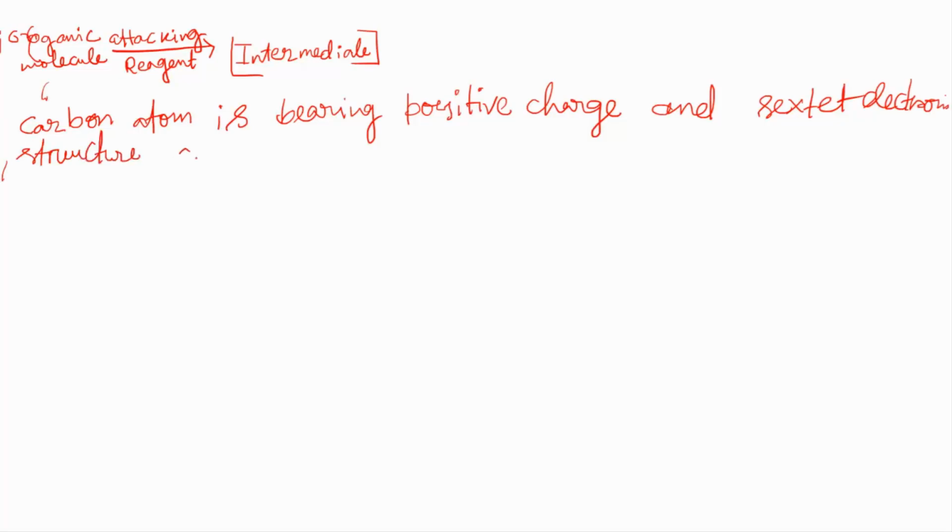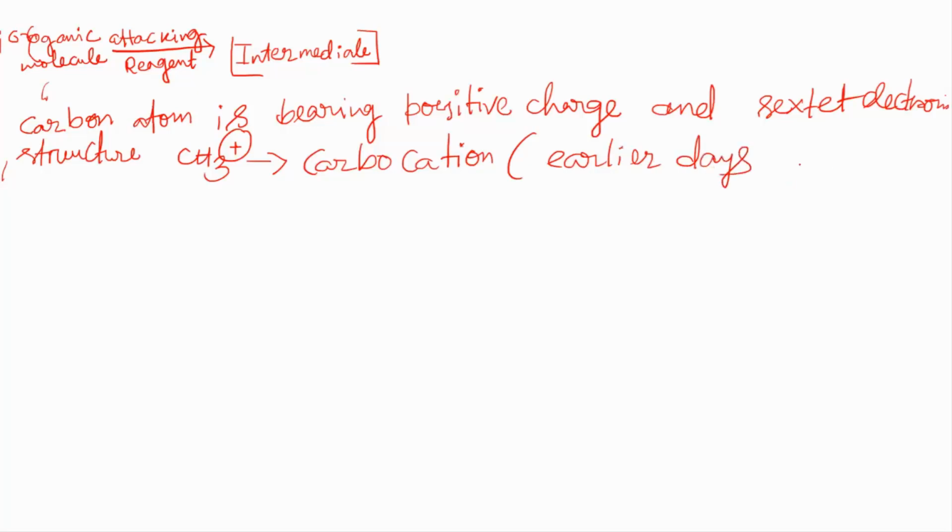So that is why CH3 plus is called a carbocation. In earlier days, people called it a carbonium ion, because it is an ion, not a neutral species. And why carbonium? Because it is a positive charge bearing CH3 plus, that is why it is known as the carbonium ion.